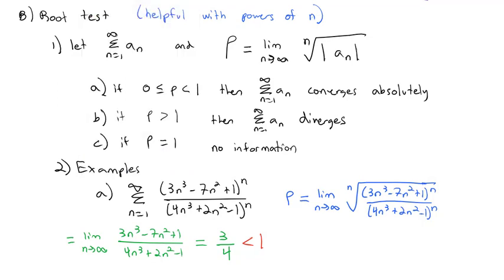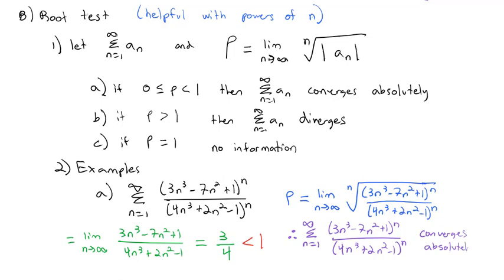And the root test, just like the ratio test, tells us that if we end up with a limit, a rho, that is less than 1, the whole series converges absolutely. So therefore, the sum as n goes from 1 to infinity of 3n cubed minus 7n squared plus 1 to the n over 4n cubed plus 2n squared minus 1 to the n converges absolutely. Whether positive or negative, it converges.